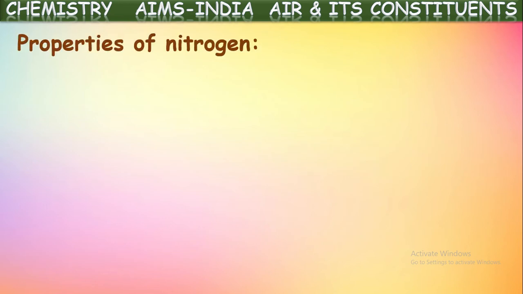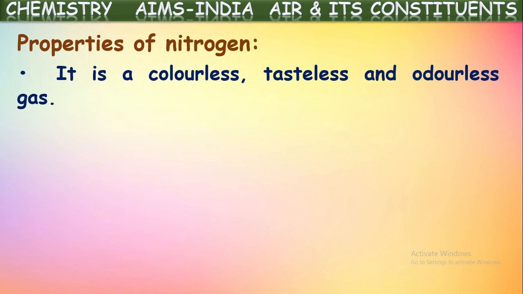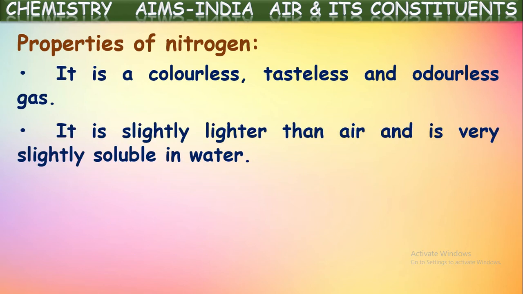What are the properties of nitrogen? It is a colorless, tasteless, and odorless gas, isn't it? Even though it is present in the atmosphere, we are able to see everything through it because of its colorlessness, and we are not able to feel its smell. So nitrogen is a colorless, tasteless and odorless gas.